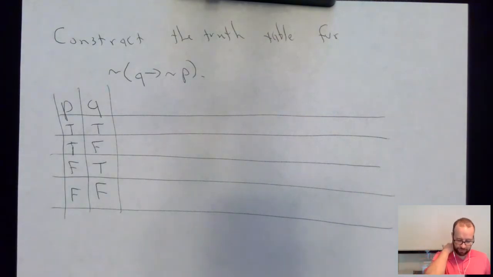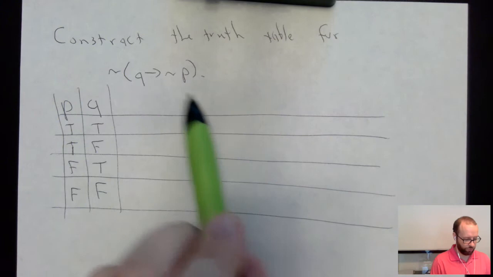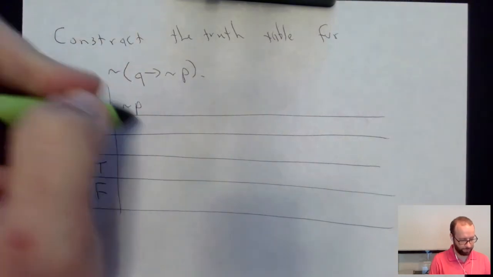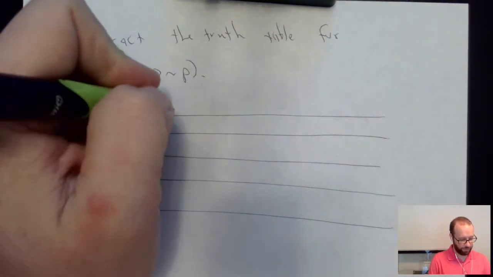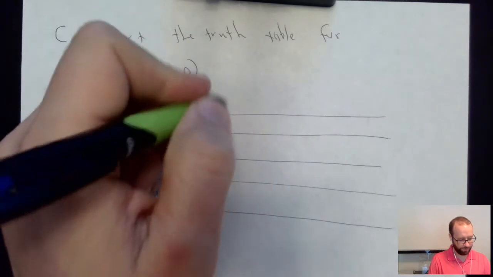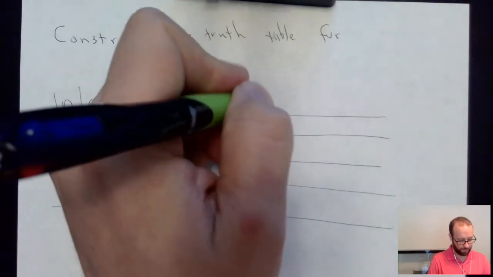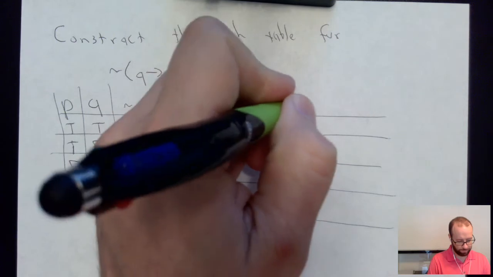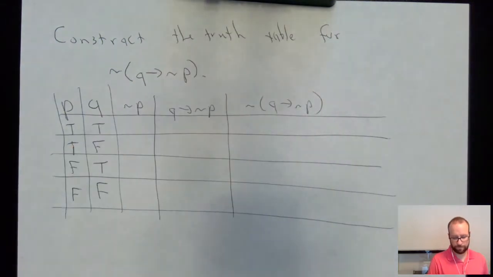If I knew the values for these things, the first thing I would definitely do would be the negation of P, because that would let me do if Q then not P. And finally, I could do the negation of the entire thing. Okay, let's get to it.